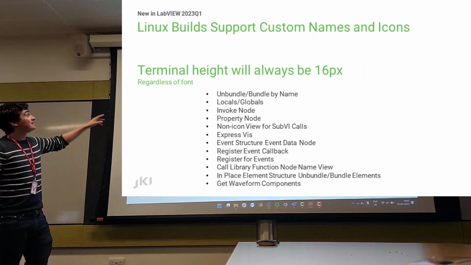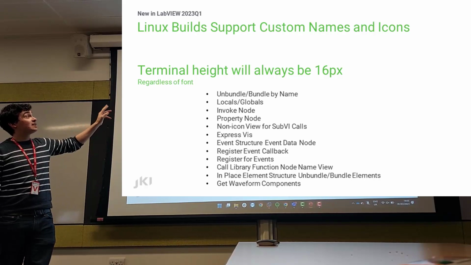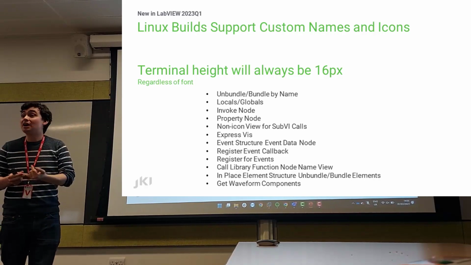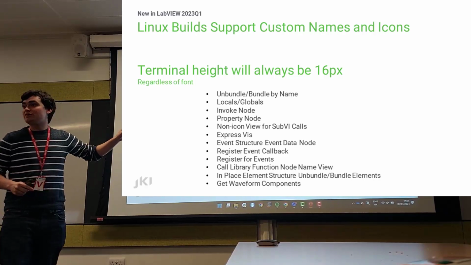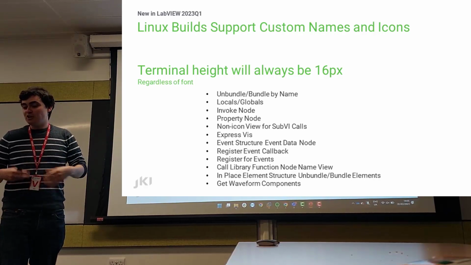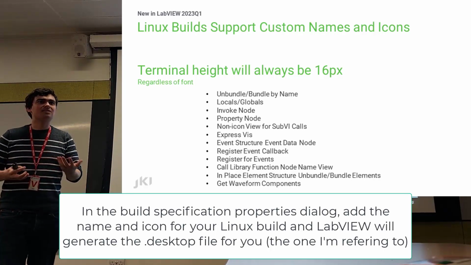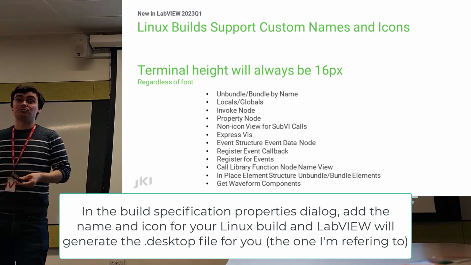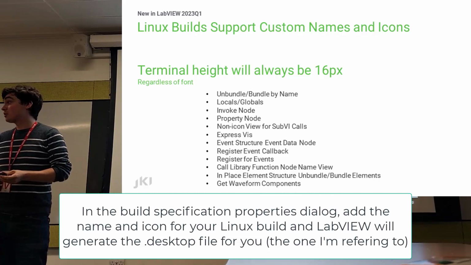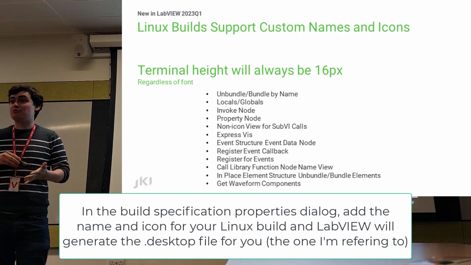A few other bits. Linux builds, you can now have your custom names and icons for your executables. I believe the way that works is you create a manifest style file and put that in the location of your Linux executable, where you define the name and your icon.